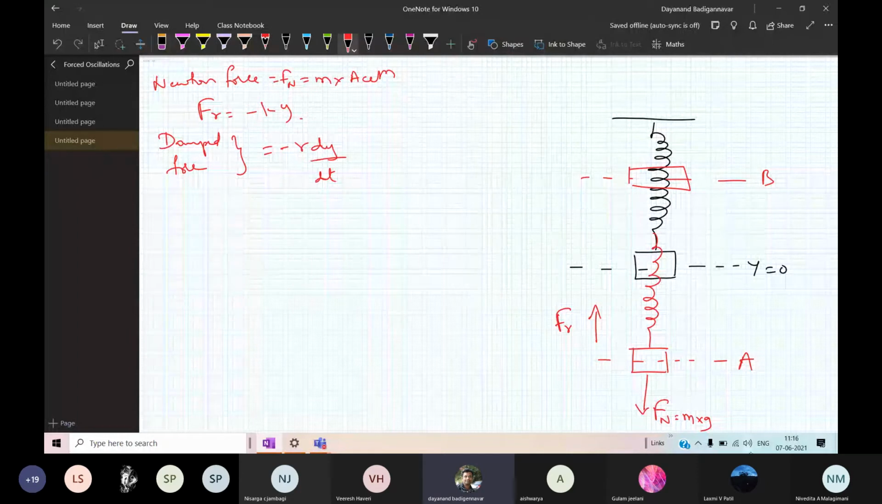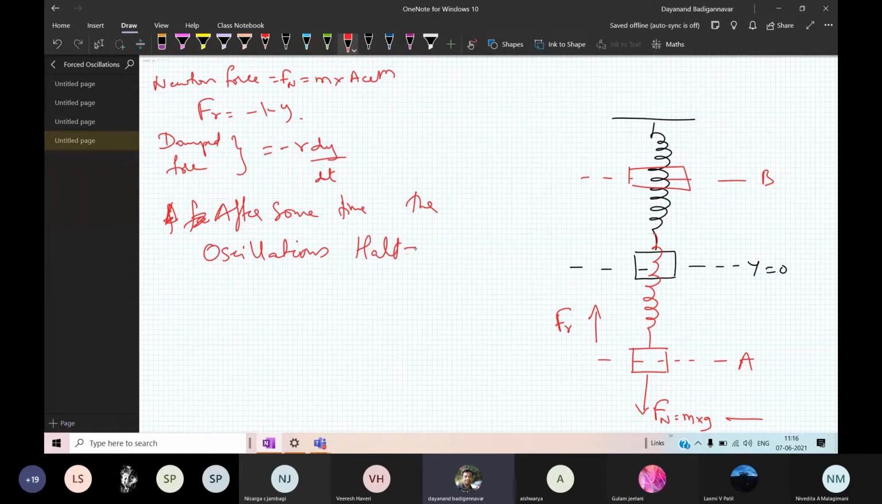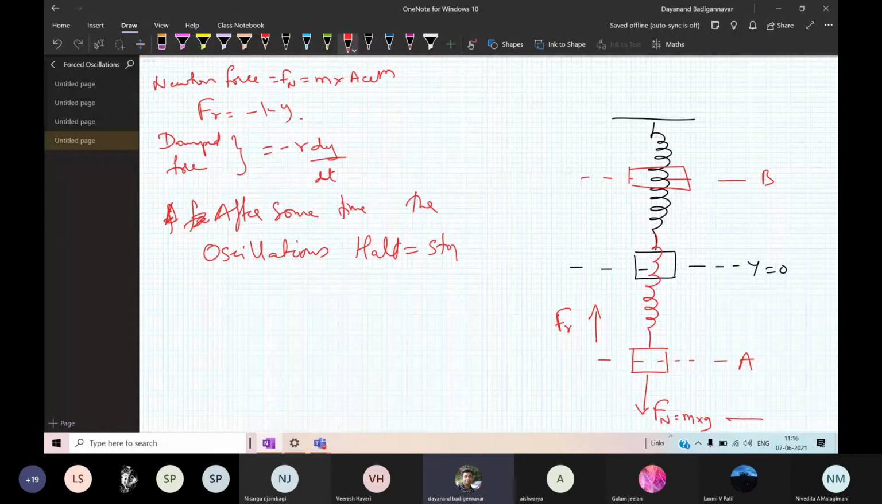Once you excite it, it is going to oscillate between A and B, and after some time it will come to a halt. Keep in mind, after some time the oscillations halt. Halt means stop. Why is it stopping? It is stopping because of the damping that is present. Now, in order to overcome this, I have to apply some periodic force.